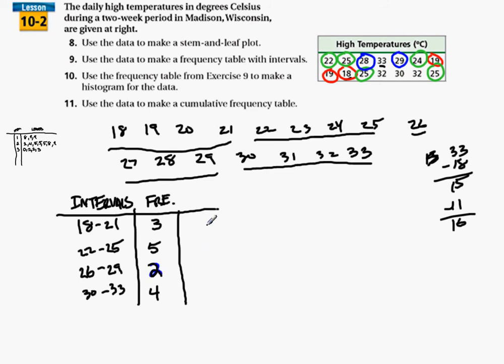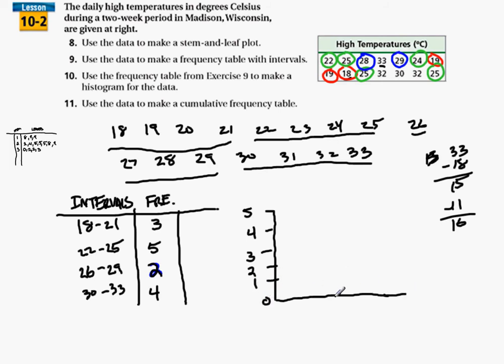Okay, so there's our frequency table. And then they're asking us to make a histogram for this data. A histogram is simply taking this information and putting it into a graph. The vertical measurements are the distribution numbers. We see 5 is our biggest one, so we could go 5 right here: 5, 4, 3, 2, 1, 0.